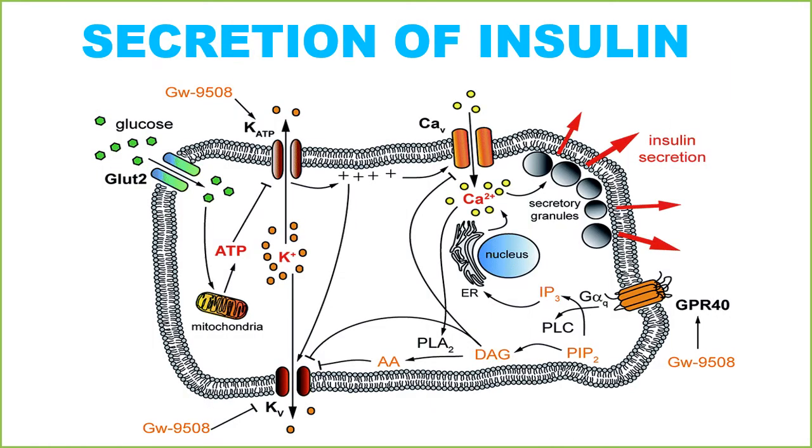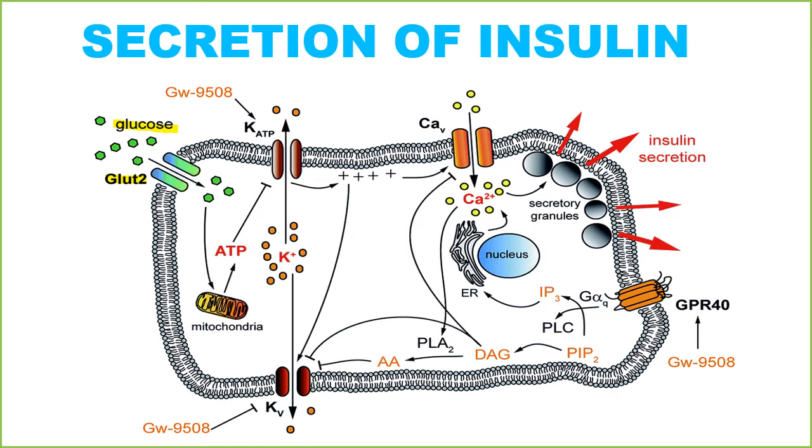Now talking about the secretion of the insulin. As we know, glucose is the key regulator of insulin secretion. So what happens in the hyperglycemic condition? When there is high glucose, it stimulates the transport of the glucose into the beta cell. Now how is this glucose transported? This glucose is transported through the GLUT2, which is nothing but a glucose transporter medium.